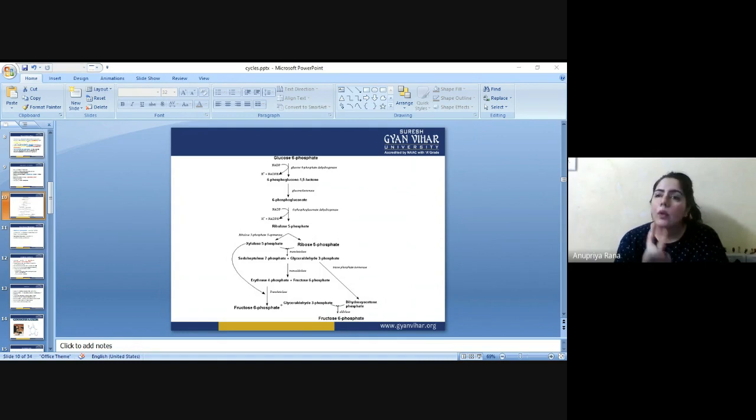There will be two enzymes working on ribulose. One enzyme forms xylulose 5-phosphate, and the second, ribulose isomerase, makes ribose 5-phosphate. The same thing applies here: with just one enzyme activity, ribulose is converted into ribose 5-phosphate, which we need for nucleic acid formation.